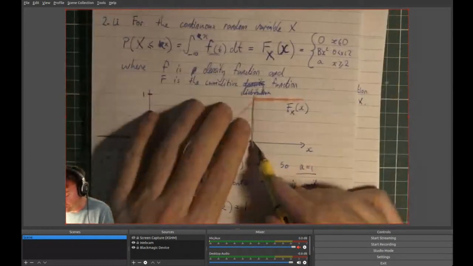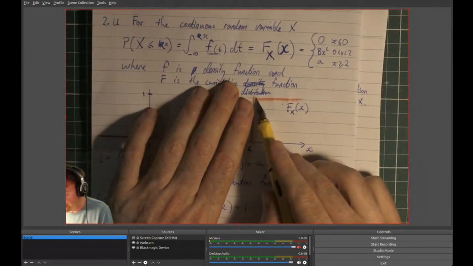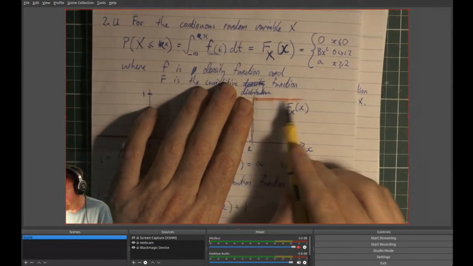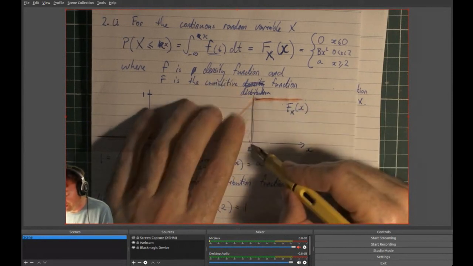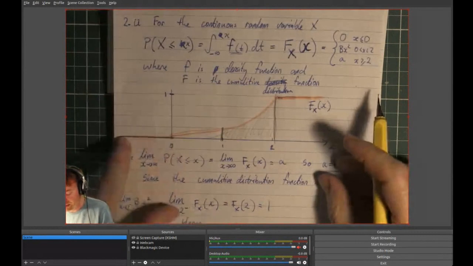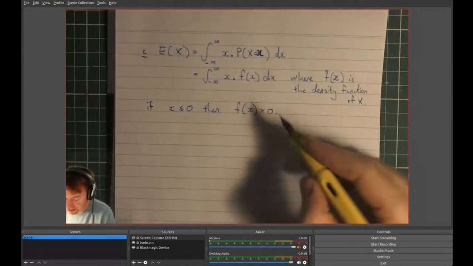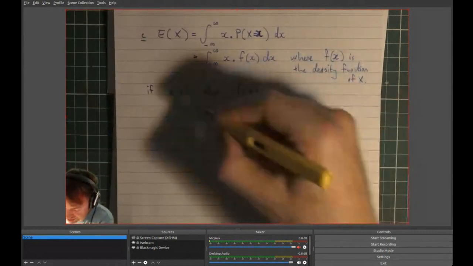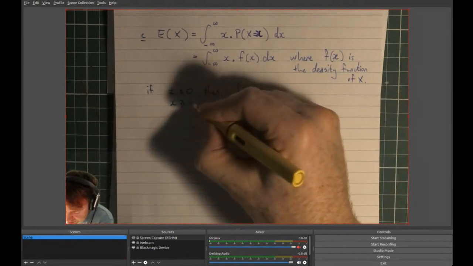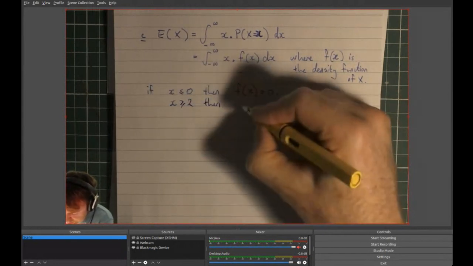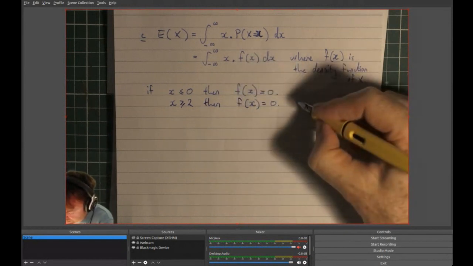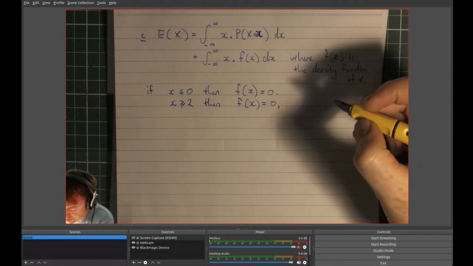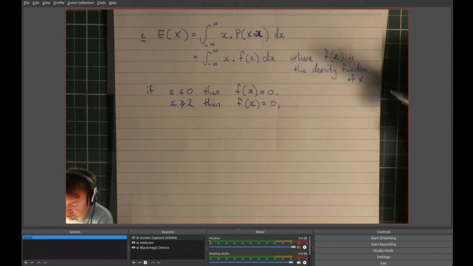And similarly, after 2, the probability density function is always going to be 0, because you've got all your probabilities. There's no way your variable x is going to be bigger than 2 or less than 0. So if x is less than 0, then you know that. And if x is greater than or equal to 2, then f of x is also equal to 0. So we really only want to know what happens to this function when x is between 0 and 2.